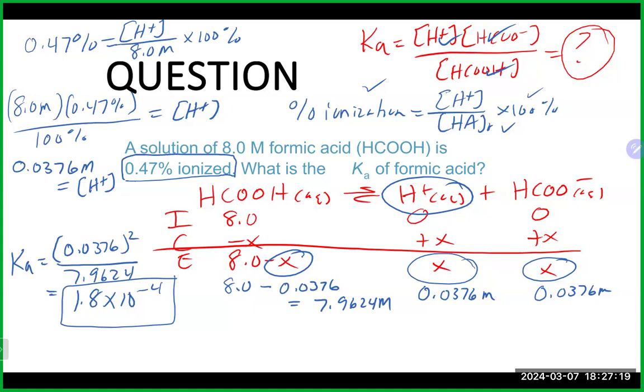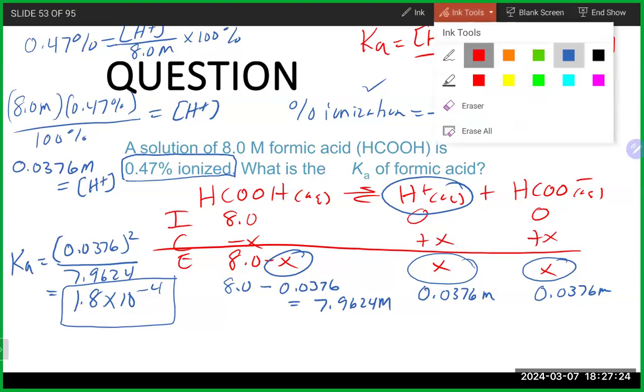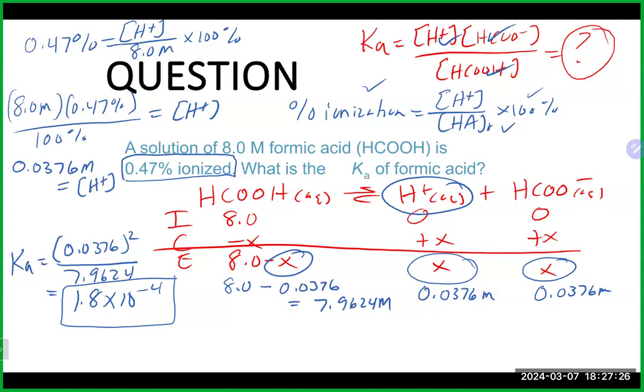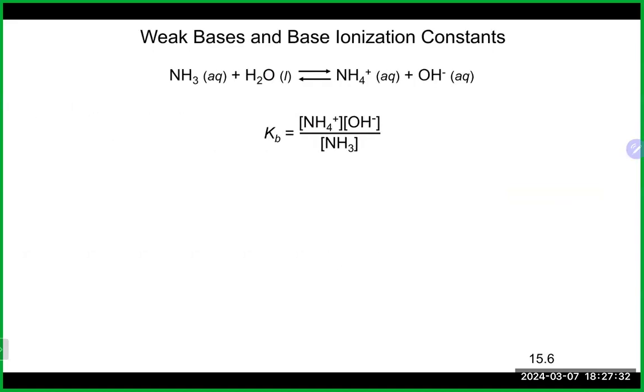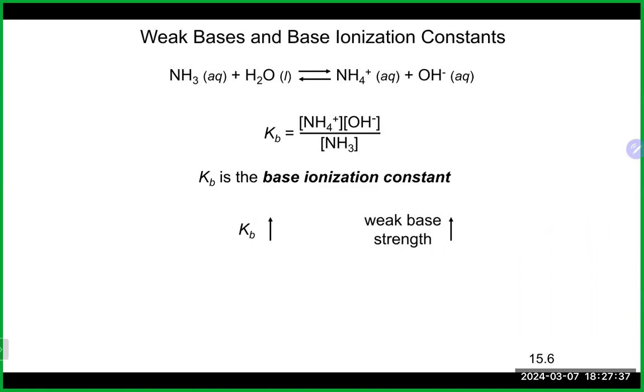All right. So the next thing we're going to talk about is weak acids, weak bases. We've talked about weak acids. We're now going to talk about what we do with weak bases. It might not be much of a surprise at this point, but it is essentially the same thing we do with weak acids. Because weak acids and weak bases are both equilibriums, we can write an equilibrium expression.